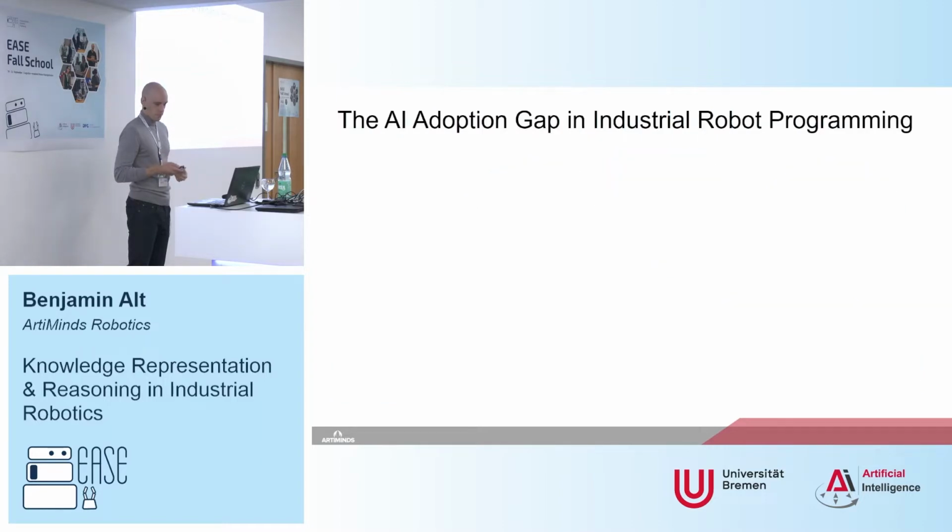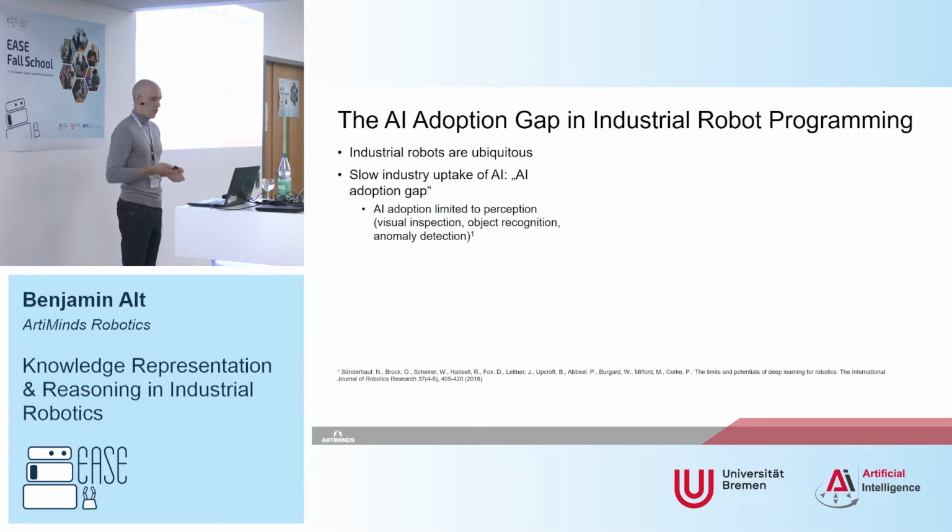And we see that actually, no, there's still an AI adoption gap in industrial robot programming. So even though industrial robots are ubiquitous and everywhere in very many production domains, we actually have a very slow industry uptake of AI. And we call this the AI adoption gap. So AI adoption is largely limited to perception. And this is because, well, the rest is really hard.